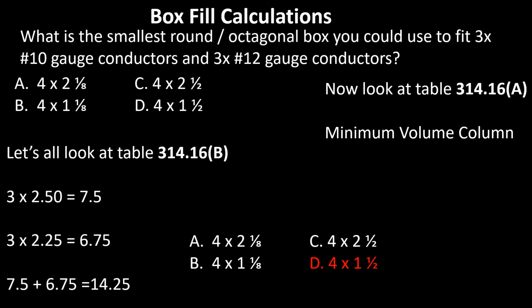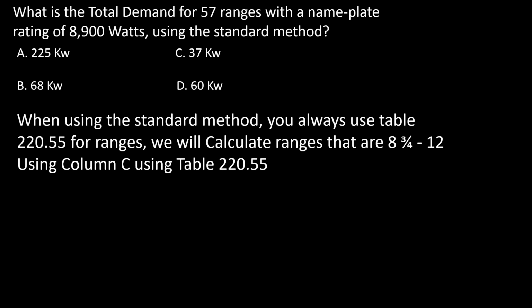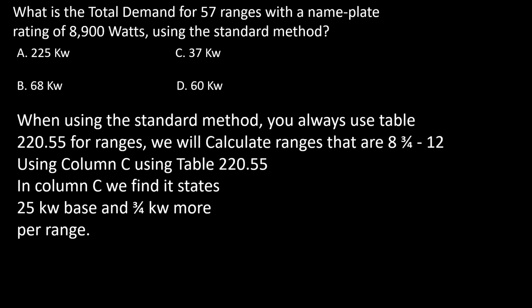1 1/2. Great job. What is the total demand for 57 ranges with a nameplate rating of 8,900 watts? Our range falls in between 8 3/4 and 12, so we're going to be using column C. On the left-hand side, we slide down and find our number of ranges. Then we slide over and find that column C states that we must use a 25 kW base and then add 3/4 more kW per range.